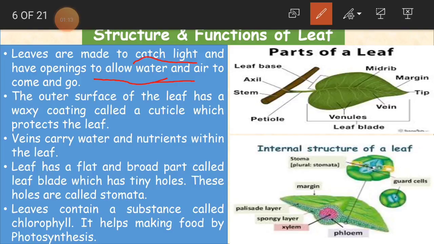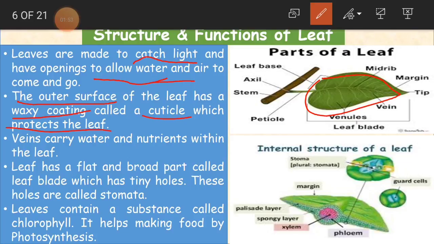Now the second point here. The outer surface of the leaf has a waxy coating called cuticle, which protects the leaf. So this outer surface of the leaf has a waxy coating, a waxy coating, in the sense like we see in candle wax. Okay, like a layer of coating, which we call a cuticle. Now this cuticle is going to protect the leaf. How? From the water loss.